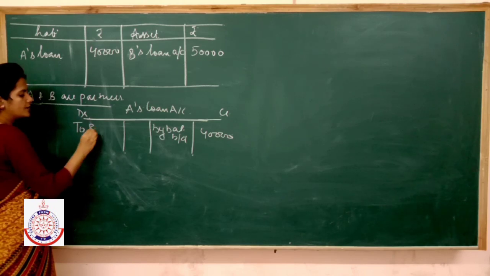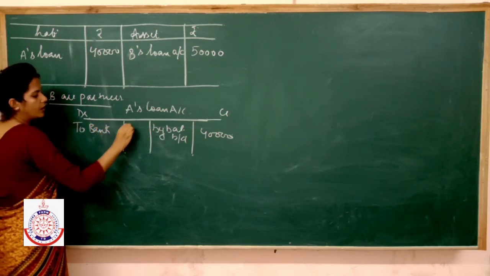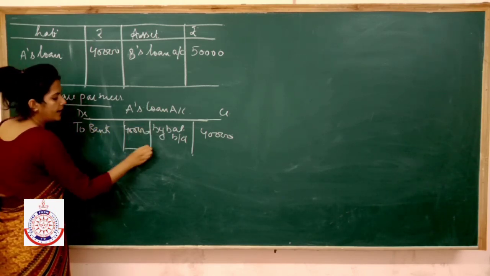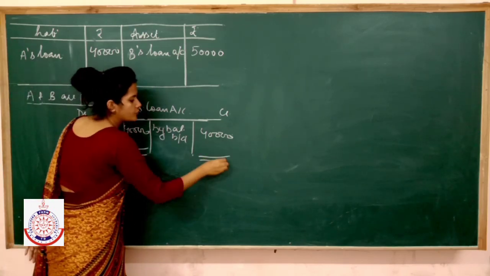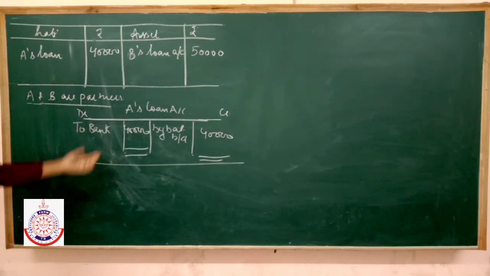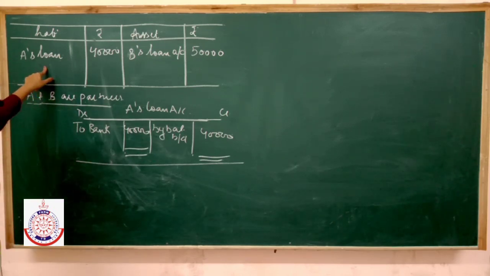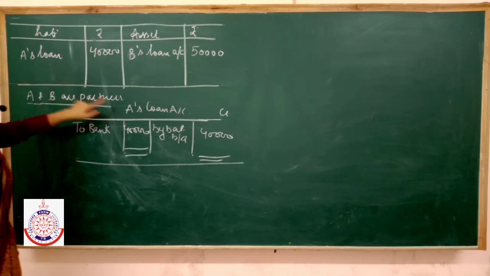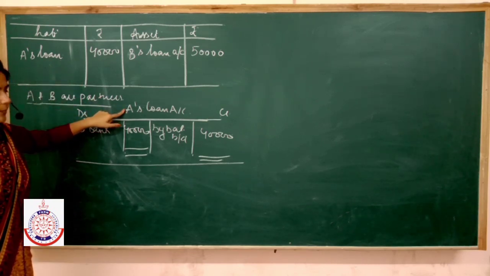A's loan account debited to bank account, and the loan account is done. That's all. This is the only treatment. If A has given a loan, it is not an outside party liability. That's why we have to make a separate loan account for the partner.